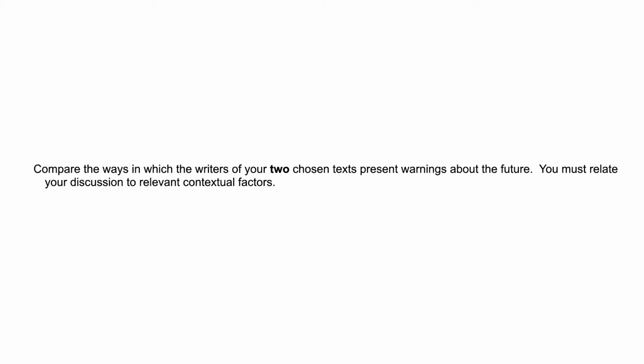So I'm lifting here a question that I thought was brilliant from the perspective of somebody who's enjoyed the palimpsest idea, at least, in Handmaid's. Compare the ways in which the writers of your two chosen texts present warnings about the future. You must relate your discussion to relevant contextual factors. All of my class that year picked this question as opposed to the settings locations one.